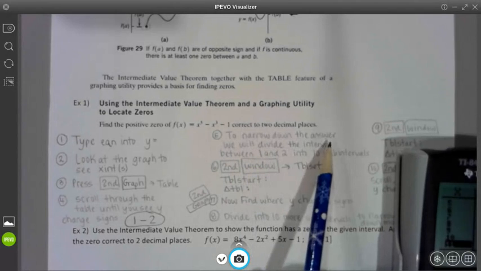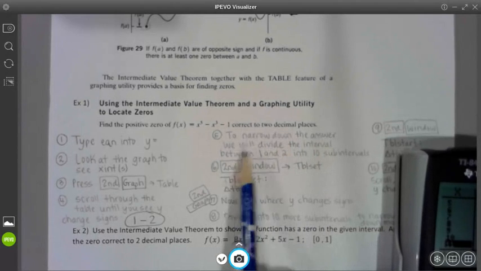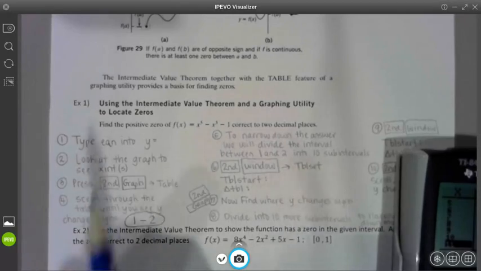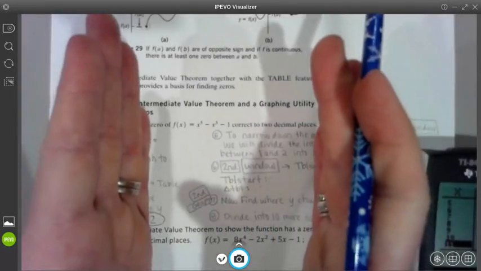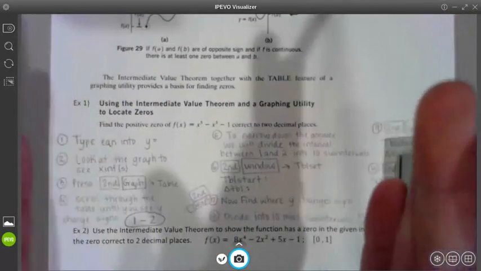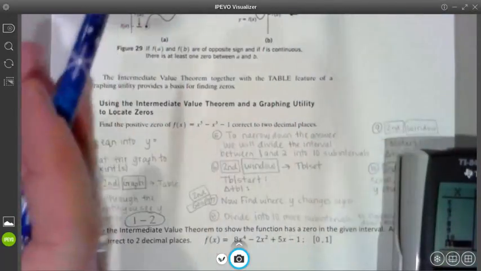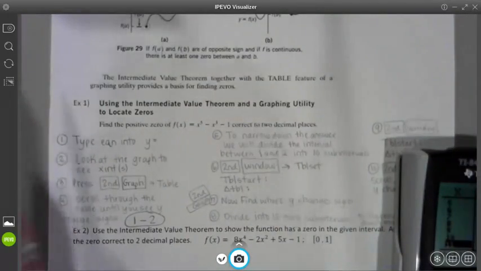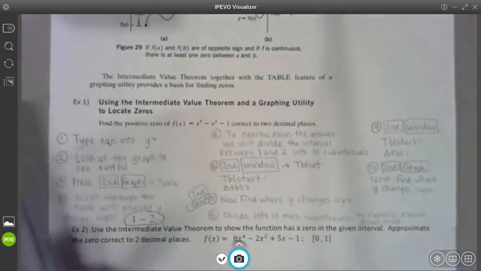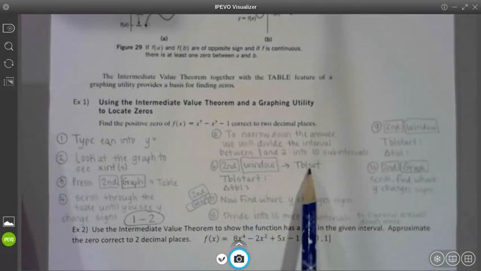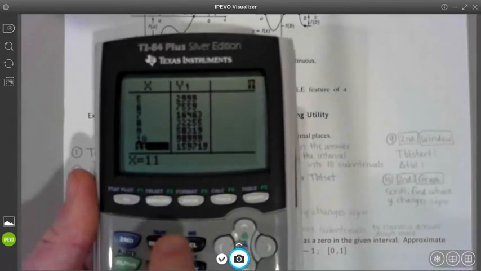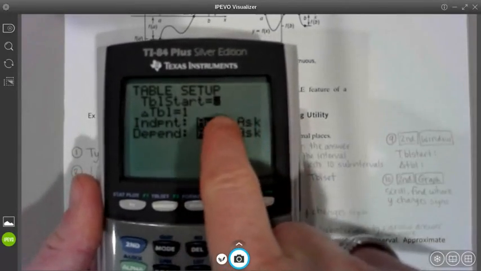To narrow down the answer, correct to 2 decimal places, we will have to divide the interval between 1 and 2 into 10 subintervals. So you're basically taking the interval between 1 and 2 and chopping it into tenths. And now you're going to hone in on those little subintervals and find out where y changed sign again. To do that, you're going to go to second window because you have to get to your table set. Second window gets you to the table set feature.